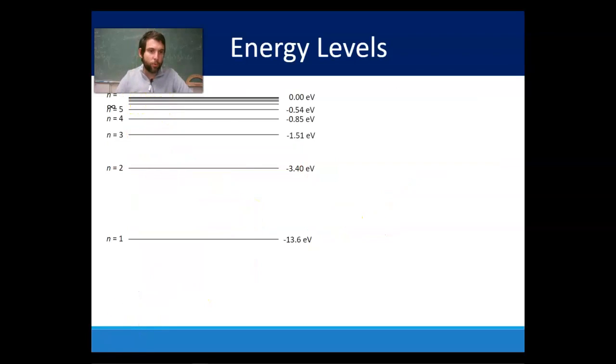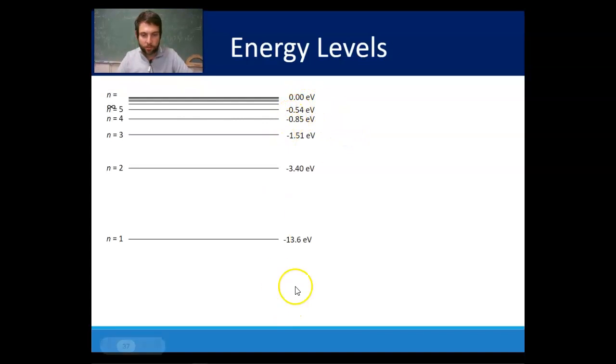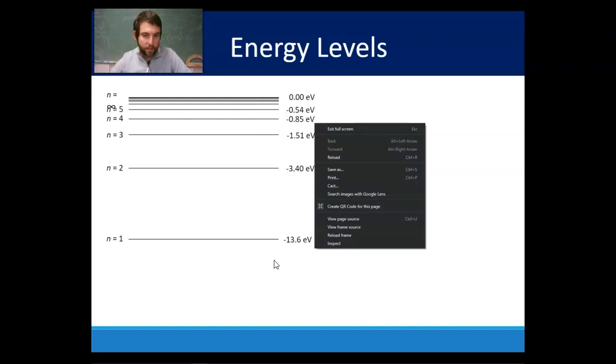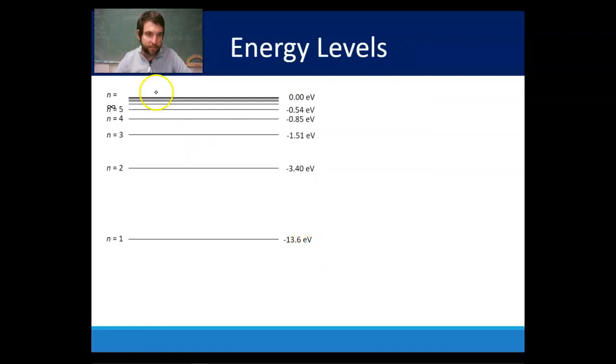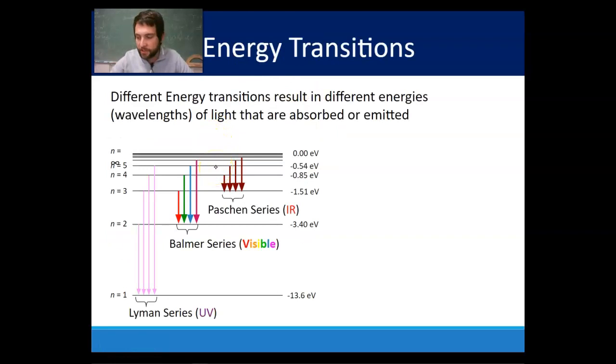Review on the Bohr model. 0 electron volts, negative 13.6 electron volts. So this is a hydrogen atom. All of this stuff up here is going to be the excited states, and this is your ground state right here. I would make note of that. Ground state, n equals 1. Excited states are up here. Different energy transitions result in different energies or wavelengths of light that are absorbed or emitted. Remember, if it goes all the way back down to ground state, it's a Lyman series. If we're going to the second energy level, then it's a Balmer series. That's our visible light. And then the Paschen series, the infrared.